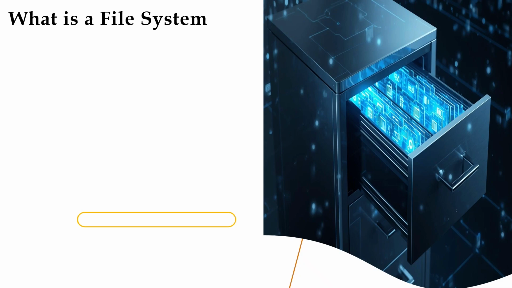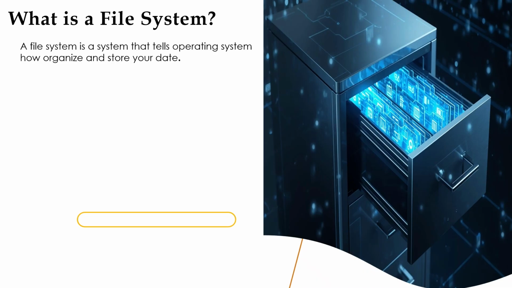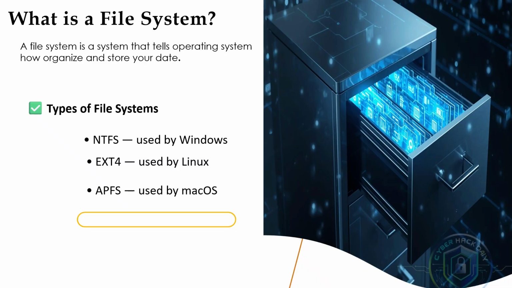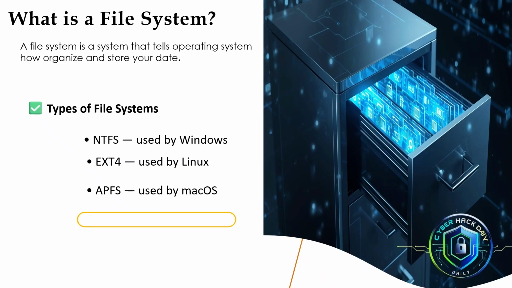What is a file system? A file system is a system that tells the operating system how to organize and store your data. When you open a folder, that's just the file system helping you navigate information. Every operating system has its own file system: for Windows, NTFS; for Linux, EXT4; and for Mac operating system, APFS. Each one has its own structure and features, but as a beginner, the main idea is the file system organizes and protects data.